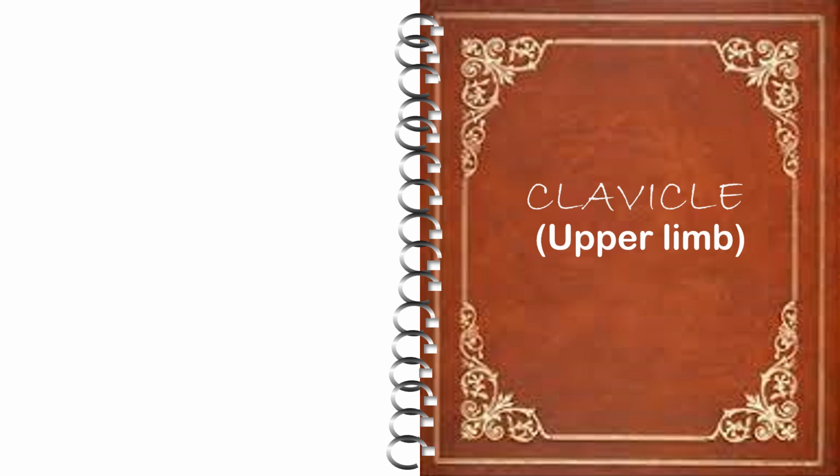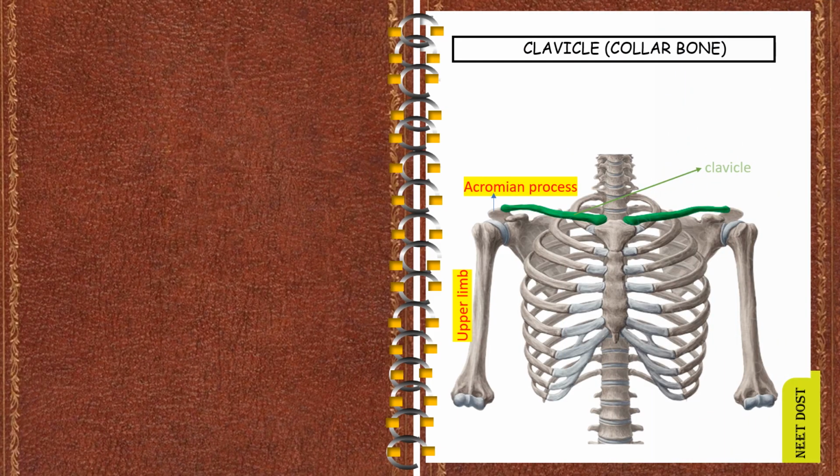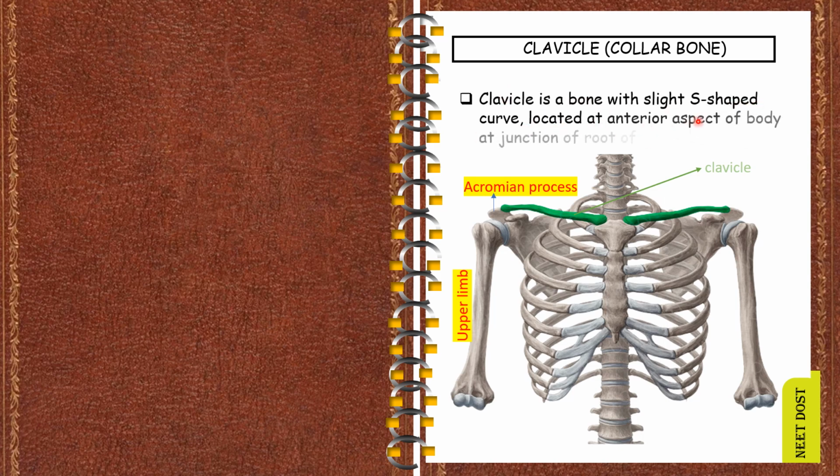In today's video, we are going to discuss the clavicle bone of the upper limb. Clavicle is also known as the collarbone. Clavicle is a bone with a slightly S-shaped curve located at the anterior aspect of the body at the junction of the root of the neck and trunk. Clavicle articulates with the sternum and first rib cartilage. It also articulates laterally with the acromion process of the scapula, and clavicle is the only bony attachment between the trunk and the upper limb.